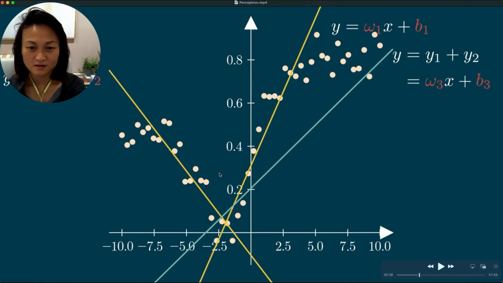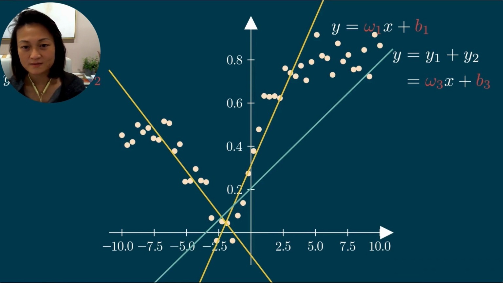So here that's just saying if you add these two lines together, you get another straight line, and that really doesn't help us to solve our problem. How do we fix this?